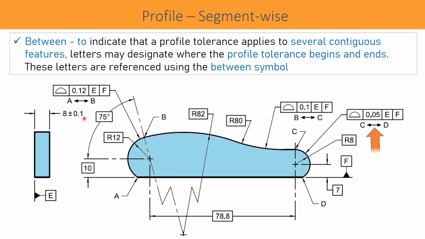So in this example, suppose a profile tolerance of 0.05 is required with respect to datum E and F, and it is applicable only from starting point C to ending point D. These are the two letters. So C is the starting point here and D is the ending point. From C to D, the applicable tolerance zone is 0.05.